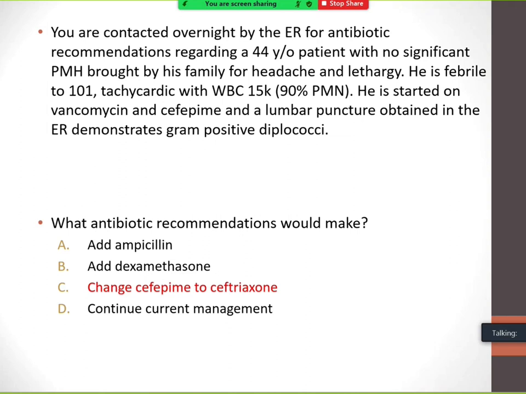B is a very attractive answer, and we'll definitely go through it because there is a role for dexamethasone. Why it's probably not correct in this patient is he's already been started on antibiotics before they call you, and we'll go through all the primary literature for that too.